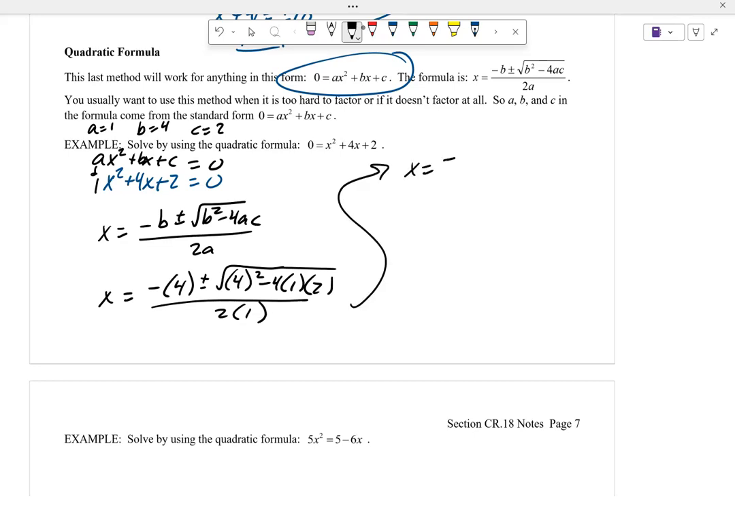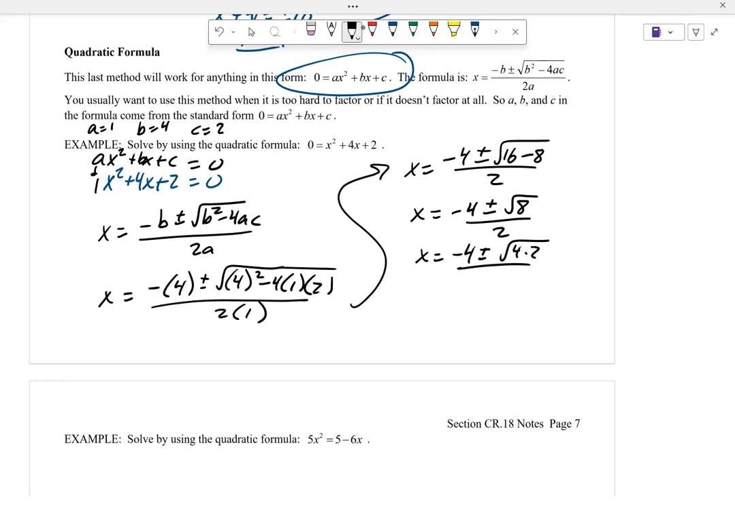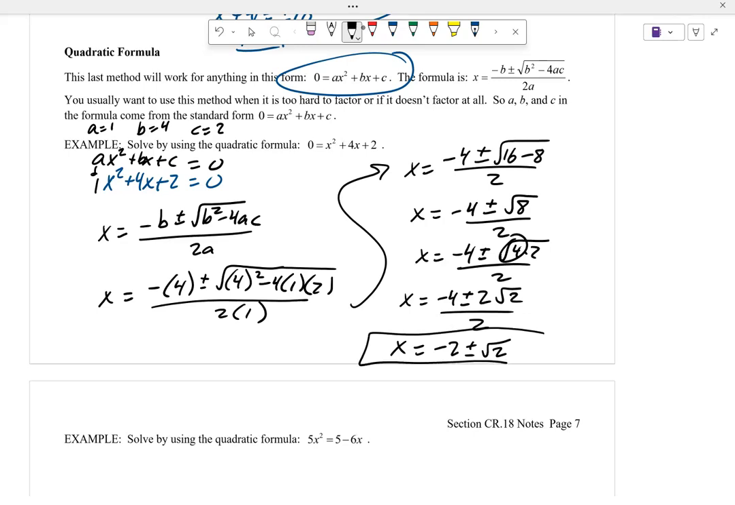And so we end up with negative 4 plus or minus the square root of 16 minus 8 all over 2. So we get negative 4 plus or minus the square root of 8 all over 2. Now we do need to simplify that square root of 8. I know the square root of 4 is 2. So 2 will go into both of those, right? Negative 4 over 2 is just a negative 2. 2 over 2 is just a positive 1 root 2. So we end up with negative 2 plus or minus the square root of 2.